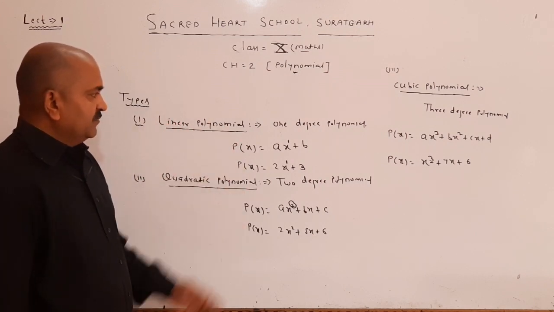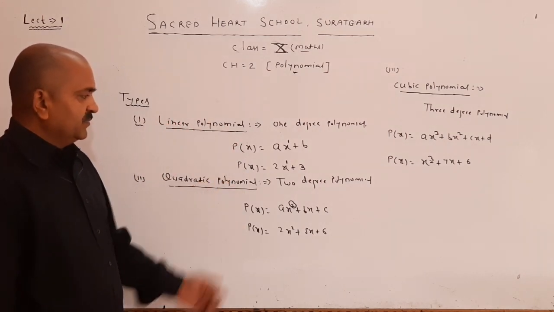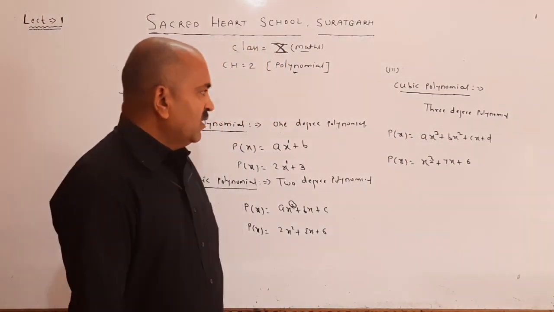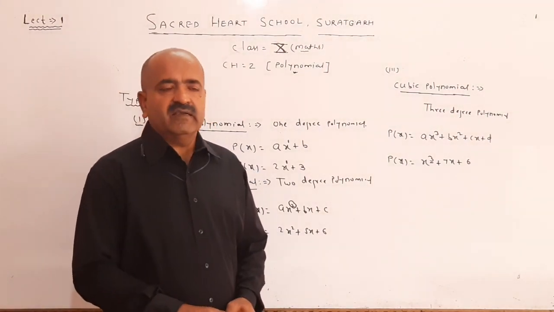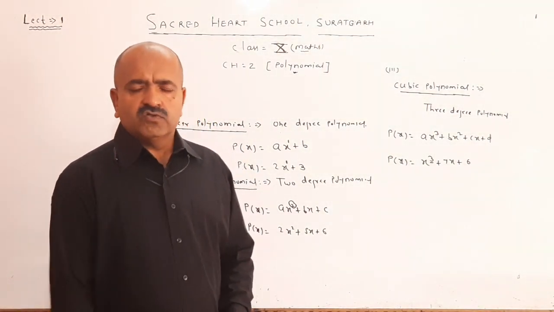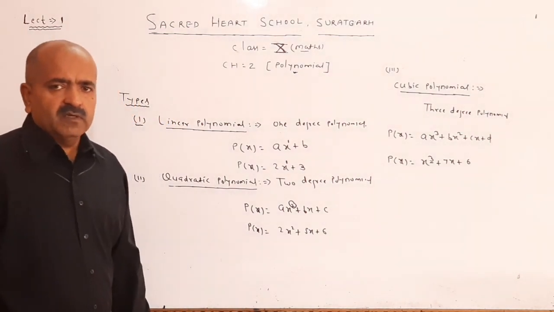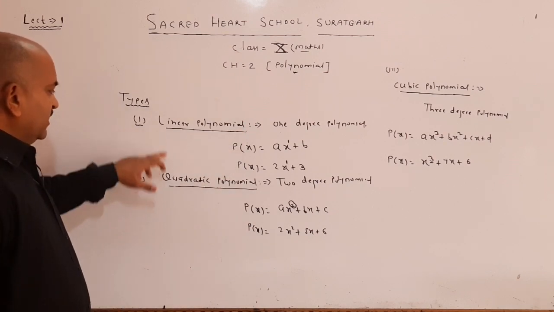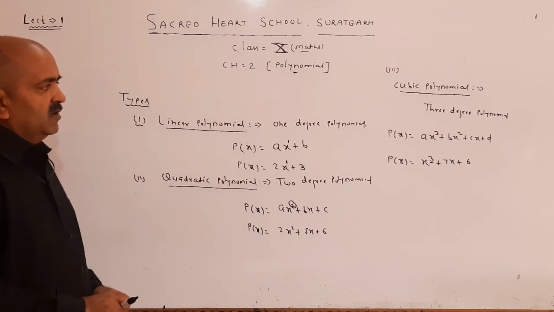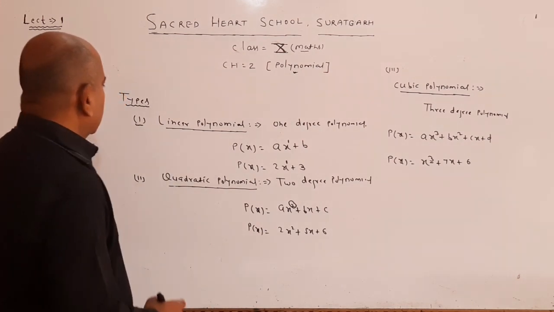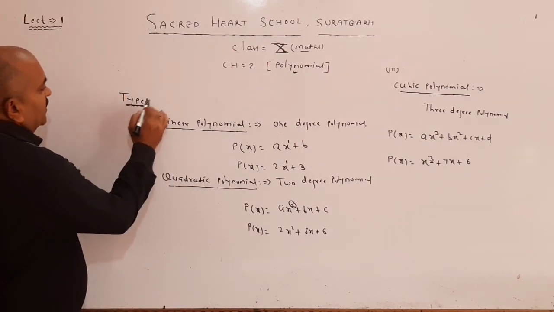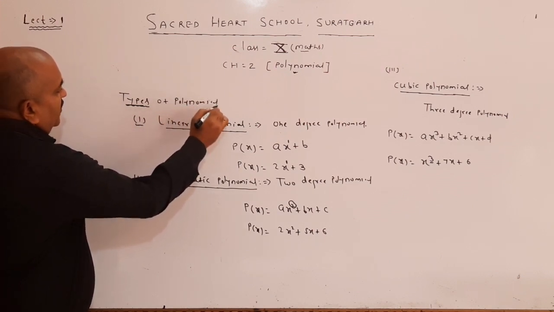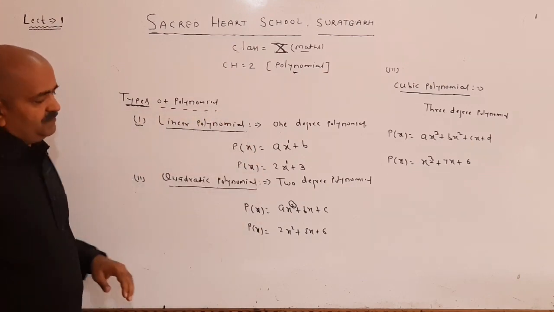So students, linear is 1 degree, quadratic is 2 degree, cubic is 3-degree polynomial, and if the power is 4, then we call it a biquadratic polynomial. There are many types of polynomial, but we discuss only these 3: linear, quadratic, and cubic. So students, the third concept, types of polynomial, is complete.